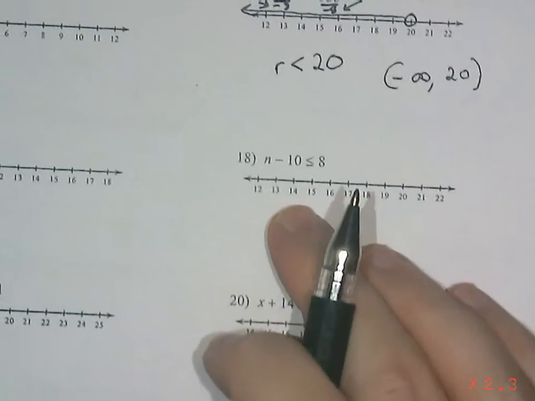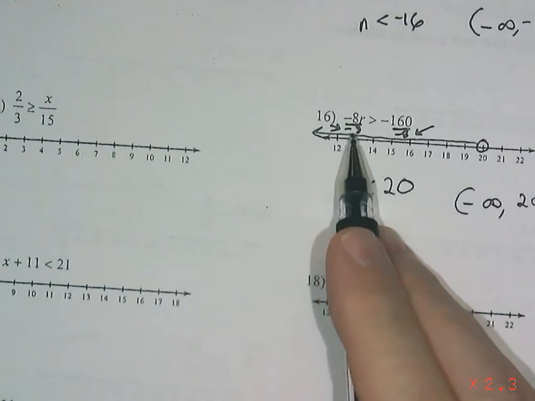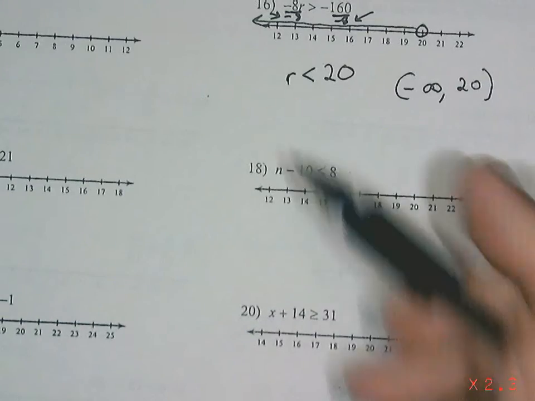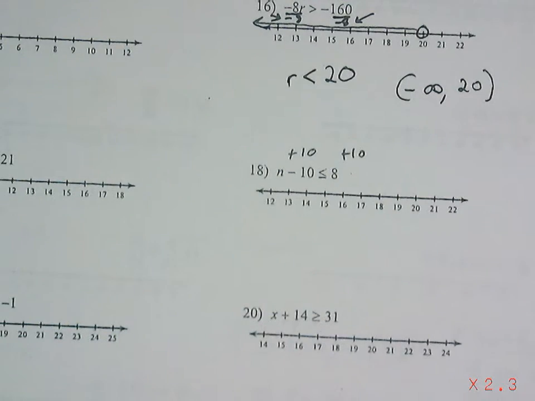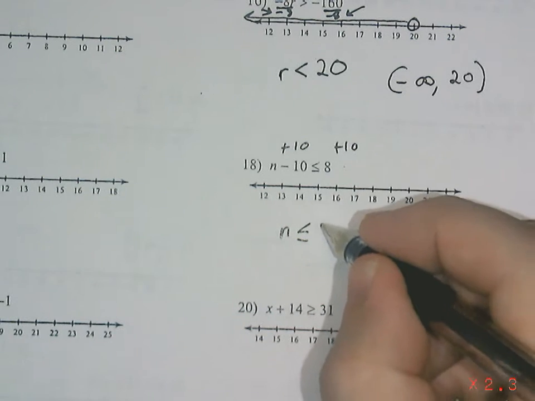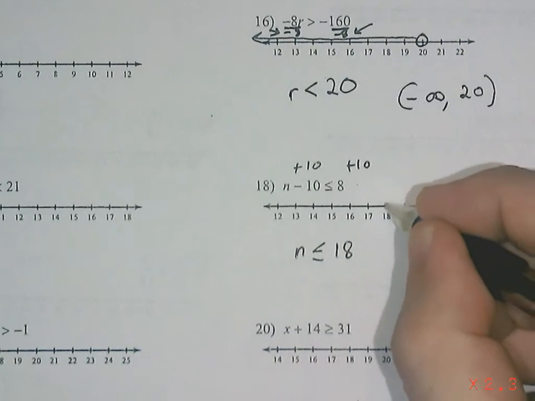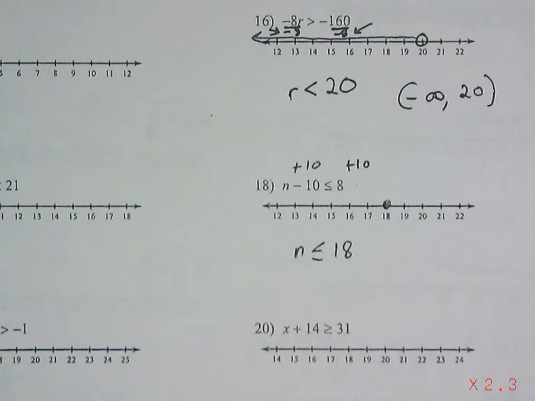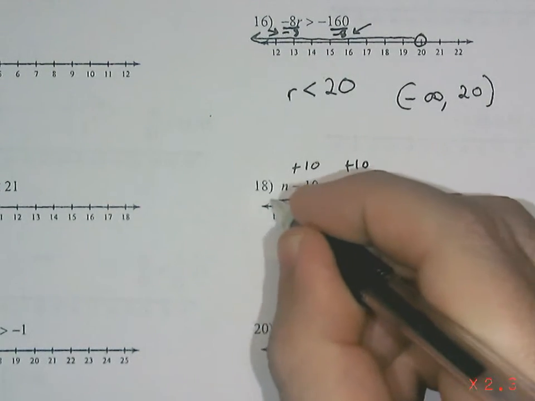If we look at number 18, it's a one-step equation. Now this rule here only applies when you multiply and divide each side by a negative. Here I'm just going to be adding 10 to each side, which means that my symbol is going to stay the same. So n is going to be less than or equal to 18. So this is an equal to symbol, so I'm going to use a closed circle. So I've got a closed circle at 18, or a filled in circle. And again, it's eating the number, so it's going to be going to the left.